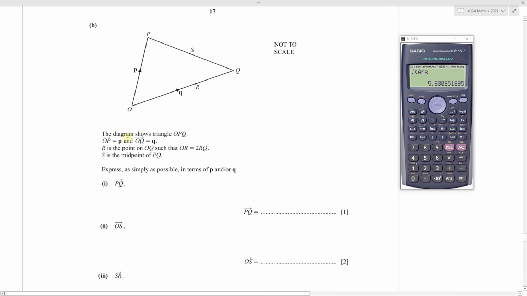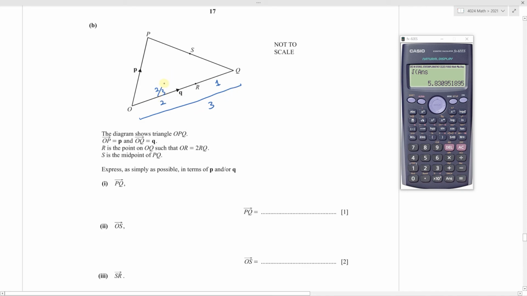Part B: the diagram shows triangle OPQ. This vector is P, this is Q. R is the point on OQ such that OR is twice the length of RQ. So this is one part, this is two parts, and the total length is three parts. So the full length is divided in the ratio 2 to 1, or you can say OR is 2 by 3. This is two parts out of the total three parts.